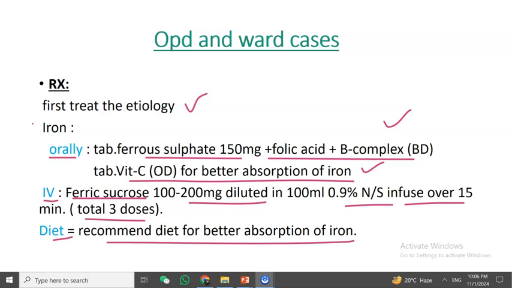So this was a short case of anemia, how to manage iron deficiency anemia, one of the commonest anemias worldwide. And I hope you have learned something.